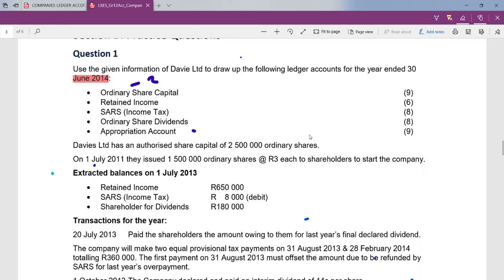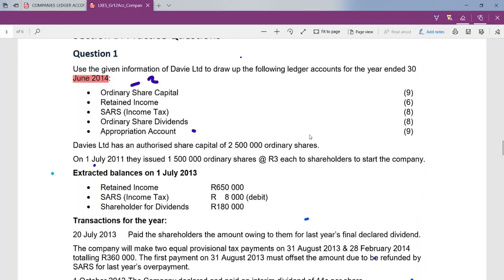In the previous lesson, we were looking at how to prepare the ordinary share capital. In today's lesson, we're going to be looking at how to prepare the SARS income tax account. And I hope that as you prepare for your assessment, this will help you to get a much clearer picture in terms of how this account should be completed.